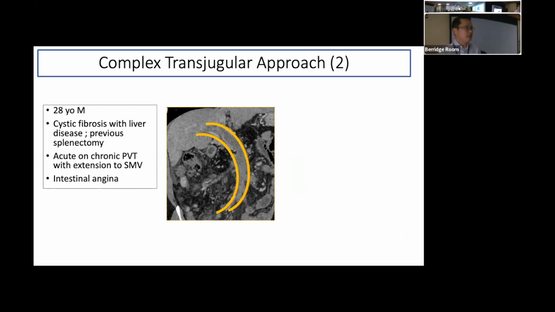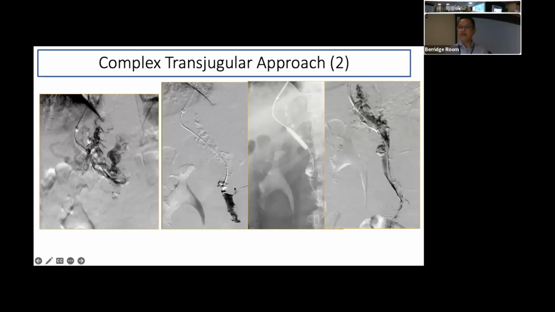So the other one, which is also very young, 28 years old, with cystic fibrosis, and obviously with liver fibrosis as well, presented with acute on chronic PVT with extension into the SMV and intestinal angina or bowel ischemia. You can see clots all over the portal vein and SMV. Not an easy procedure. So we got into the portal vein.